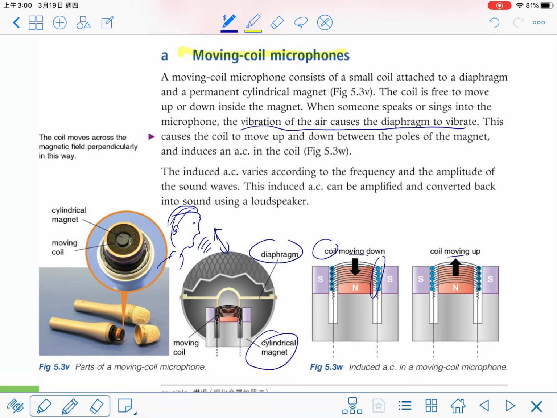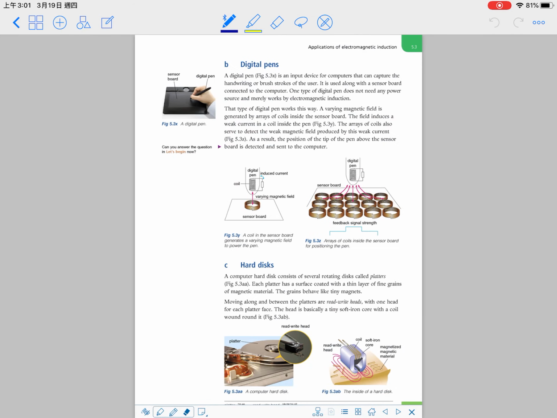The vibration of air causes the diaphragm to vibrate. The coil moves up and down. So we have induced AC. By using this AC, we can amplify it and then convert it back to sound by using a loudspeaker. You have learned the loudspeaker in chapter 4. That is, if you have current and B field, then you can have force to make the diaphragm make the sound again.